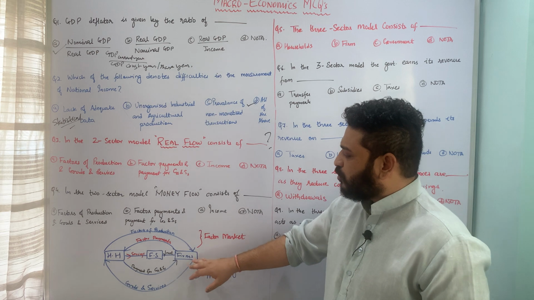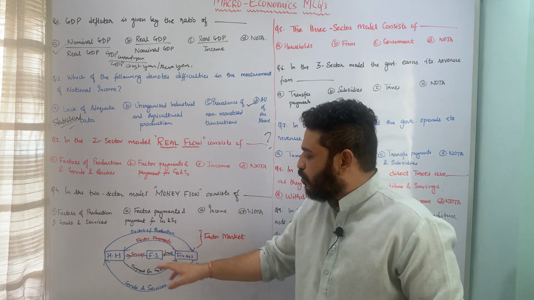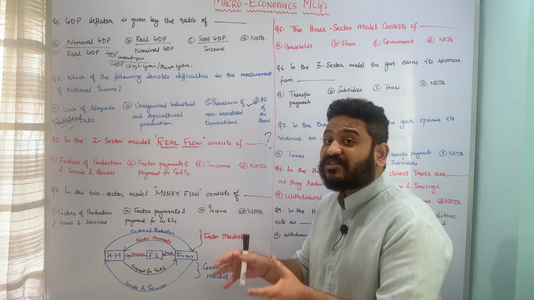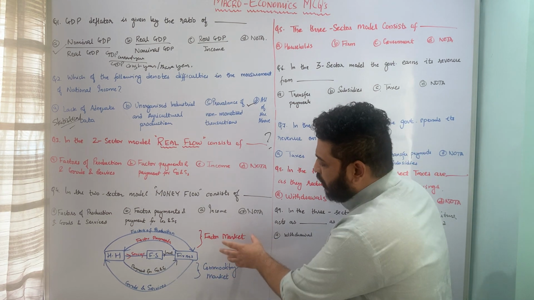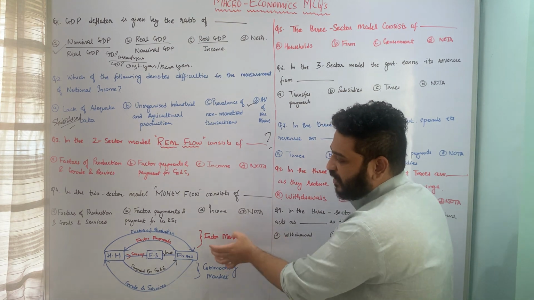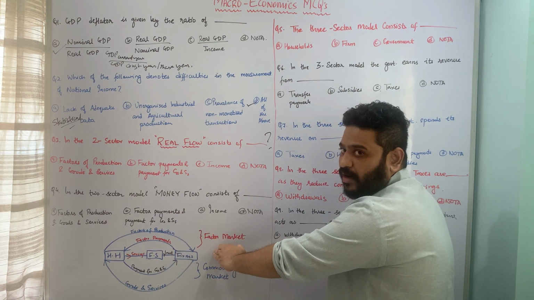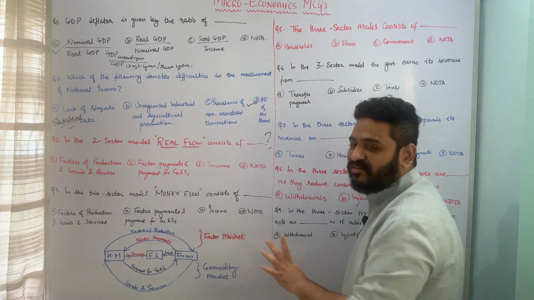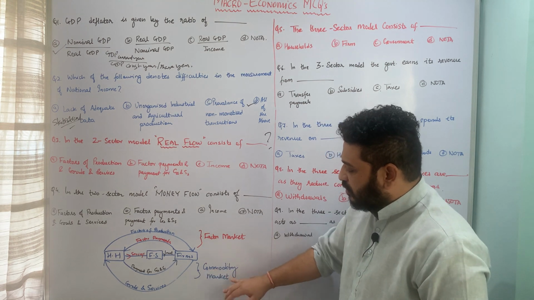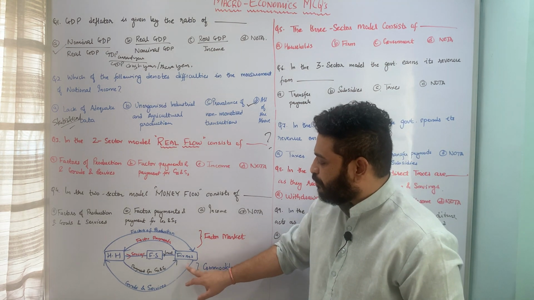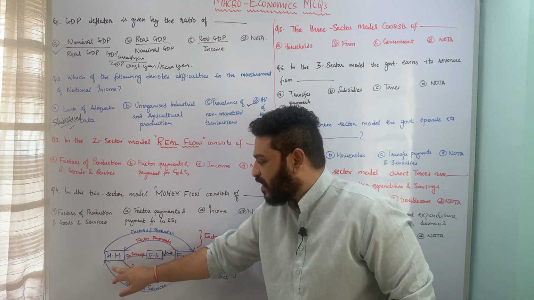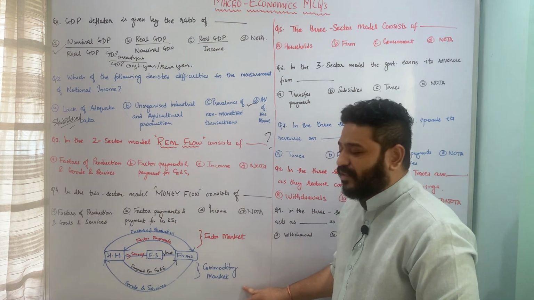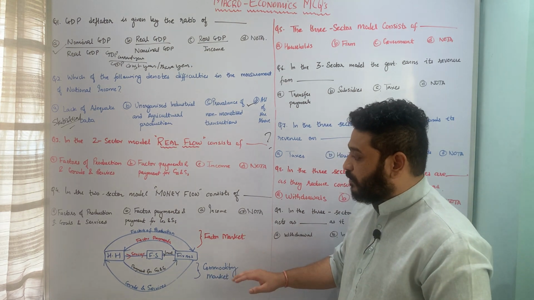Now here we have to look at the real flow and money flow which is happening in the two sector model. But before that, let us understand what is factor market and what is commodity market. In the upper half, I am looking at factor market. That means the factors of production are coming from household to the firms, and the firms are paying for the factors of production. Therefore, this market is called the factor market. On the contrary, here the firms are selling commodities to the household, and the households are paying for the commodities which they consume, and therefore you call this market the commodity market. So this is factor market and commodity market.